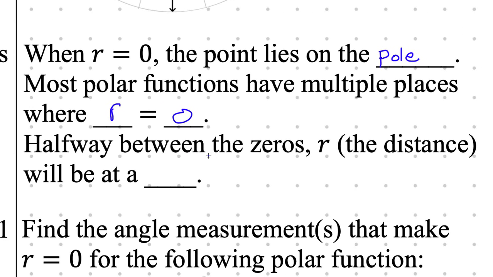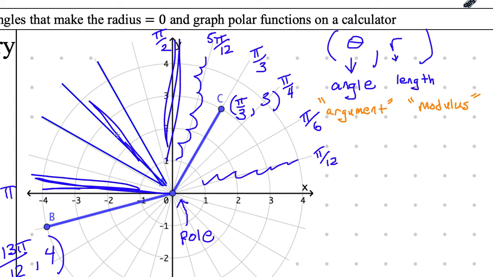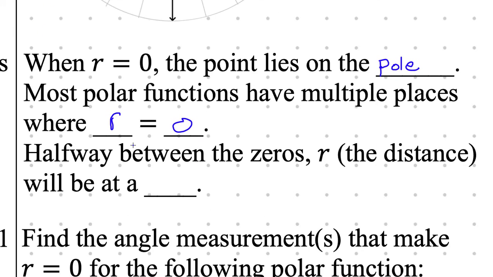Another cool thing about polar functions is when I'm halfway in between the zeros. Let's say I have a 0 at pi over 2, and then another 0 at pi. Then halfway in between, at 3 pi over 4, I would have something interesting happening. Halfway in between the zeros, the distance, or your r, will be at a max. Your maximum value always happens between your zeros, halfway.